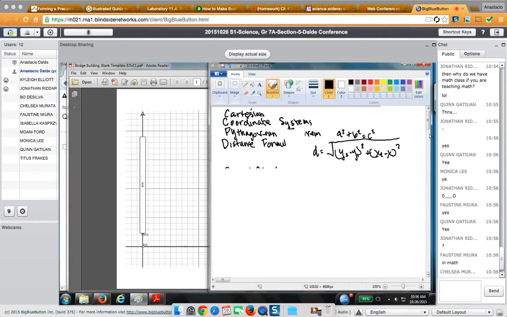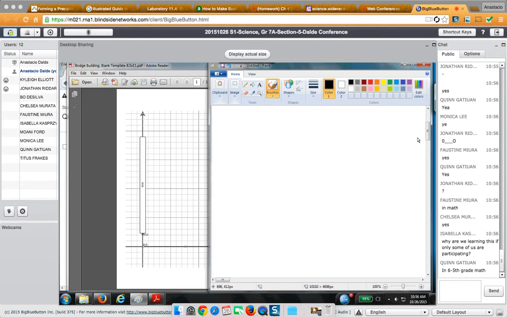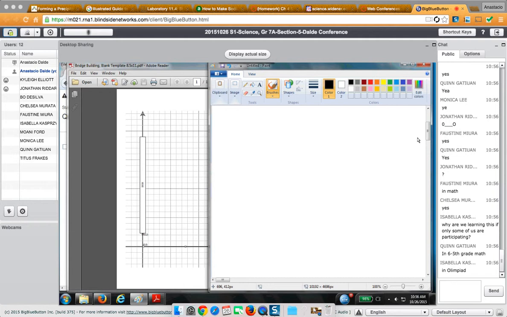All right. When I showed this to Faustine, Faustine was like, "Oh yeah, I remember this. Why are we learning this if only some of us are participating?" What do you mean? Oh, well, Isabella, what you're asking me is, why are we learning all of this stuff if only some of you are participating in the Science Olympiad event? Is that what you're asking?